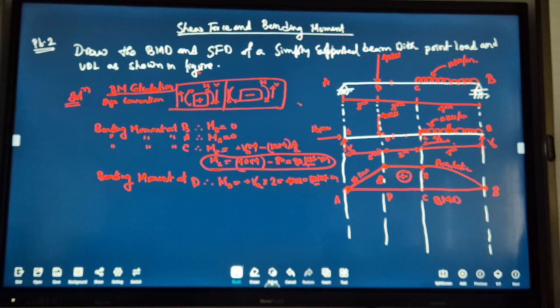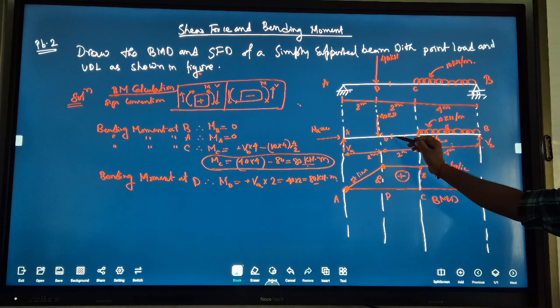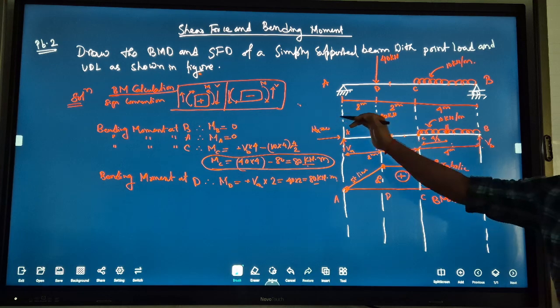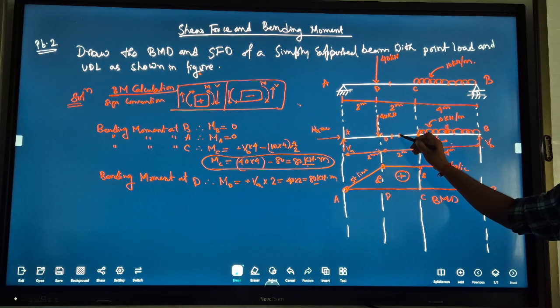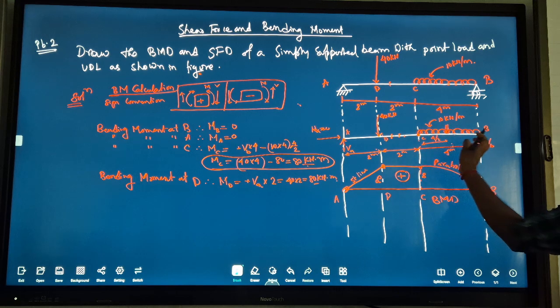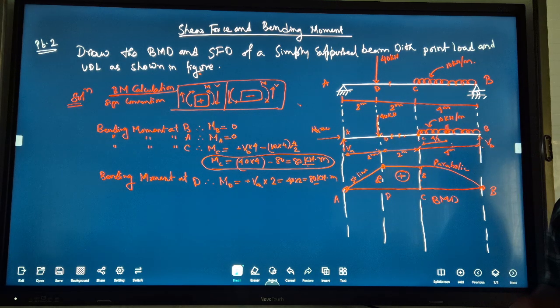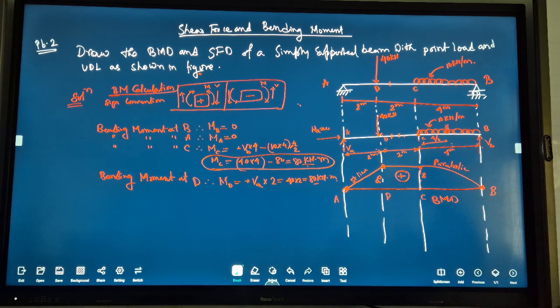So, anyone have any questions regarding this diagram? You can ask. If you say, sir, I'm asking about the point load towards the left side. If we stand here and look towards B, the right side, then there is a UDL load. When the UDL load is there, just think.